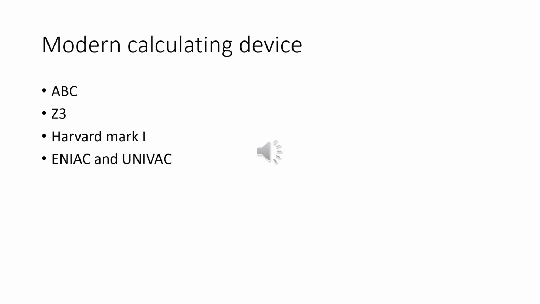After the electronic counting device stage, the next and last stage of the history of computers was modern calculating devices. Under modern calculating devices, you can see that four devices were found. The first one is ABC, the second is Z3, the third is Harvard Mark I, and the fourth is ENIAC and UNIVAC.